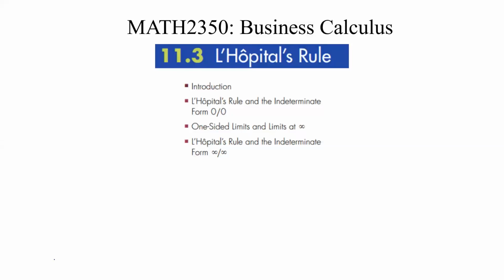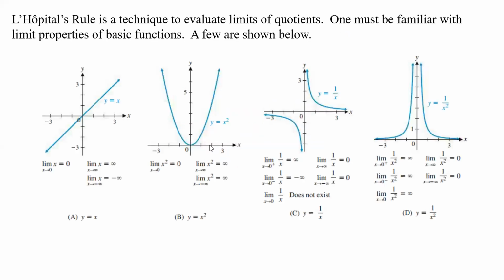All right, so today we're on 11.3 on L'Hopital's rule. This will be an introduction, and then L'Hopital's rule and the indeterminate form 0 over 0, the one-sided limits and limits at infinity, and L'Hopital's rule and the indeterminate form infinity over infinity. L'Hopital's rule is a technique to evaluate limits of quotients.